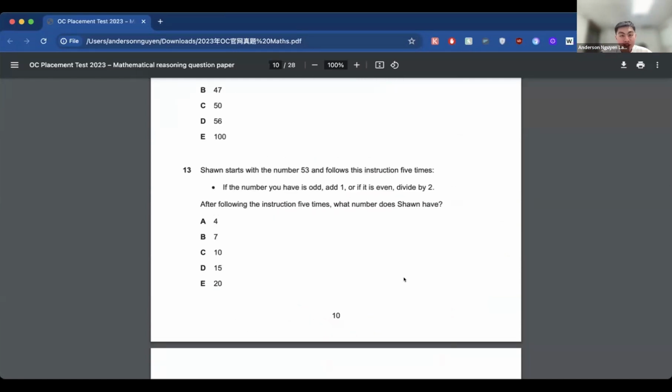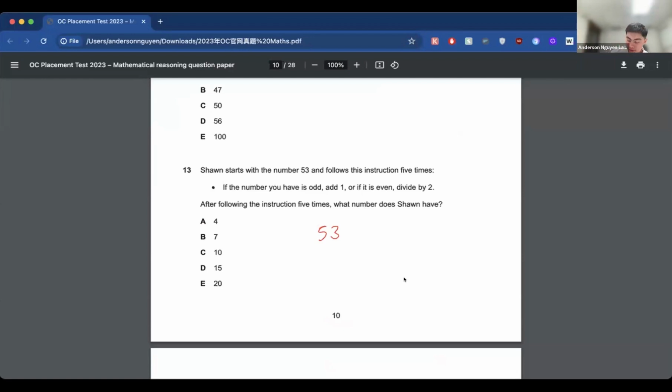13. Sean starts with the number 53 and follows these instructions 5 times. If the number you have is odd, add 1, or if it's even, divide by 2. After following the instructions 5 times, what number does Sean have? 53 is your starter. You start with 53. Now let's apply the instructions for the first time.